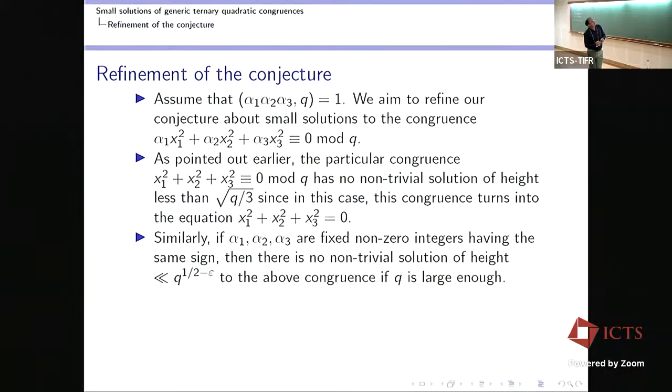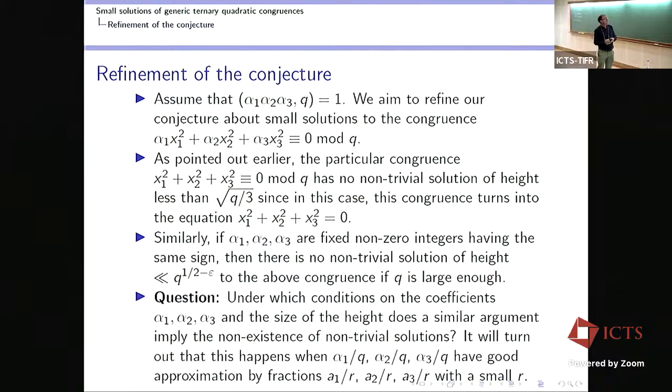Yeah, also interesting is when you have not the same sign, so indefinite forms, like Pythagorean triples, x1 square plus x2 square minus x3 square. Then it turns out at q to the 1/2, the behavior of the asymptotic changes. You still get many solutions of height less than q to the 1/2, but they follow a different asymptotic. So our asymptotic breaks down at that point.